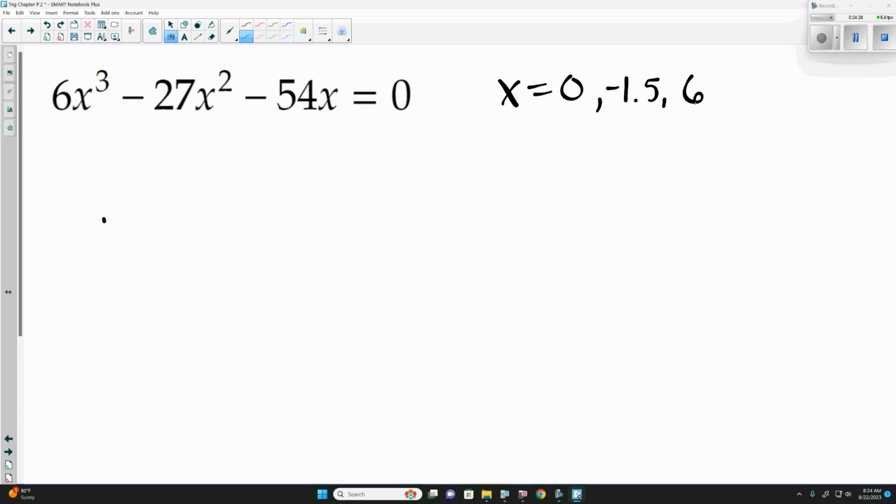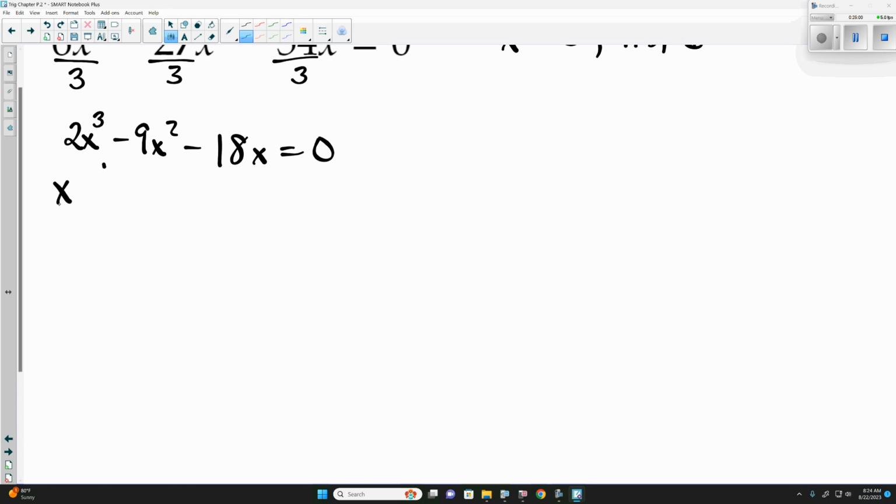Now what we could have also done is divide by a common factor. Let's see here. Not divided by 6, because 6 does not work for all these, but 3 does, which would have given us 2x cubed minus 9x squared minus 18x. We get this here. Now we could factor an x out, which would give us 2x squared minus 9x minus 18. Zero product property tells us x is 0.